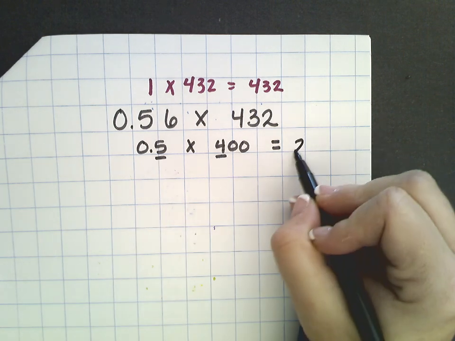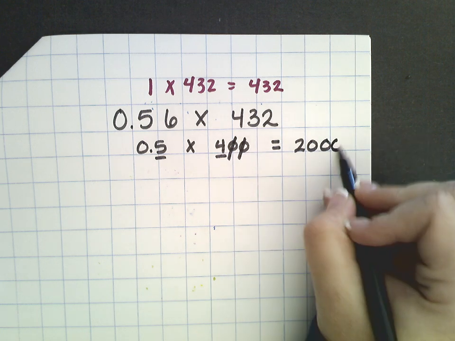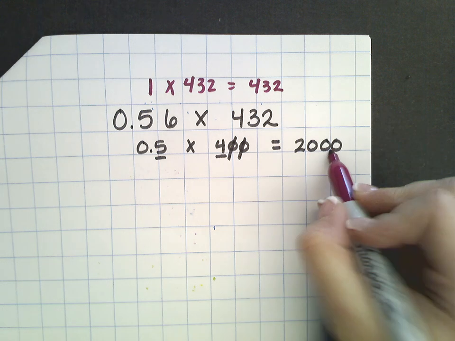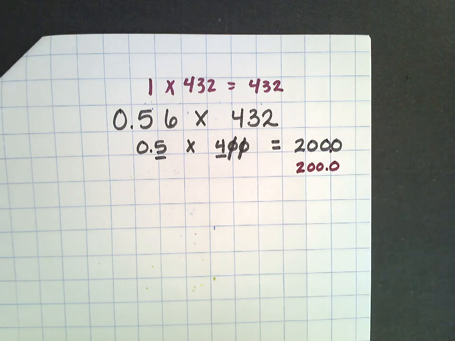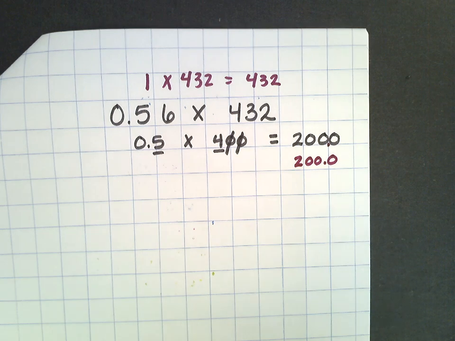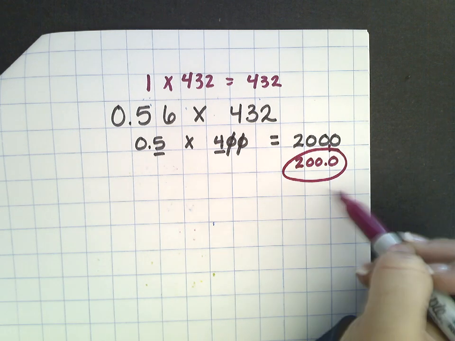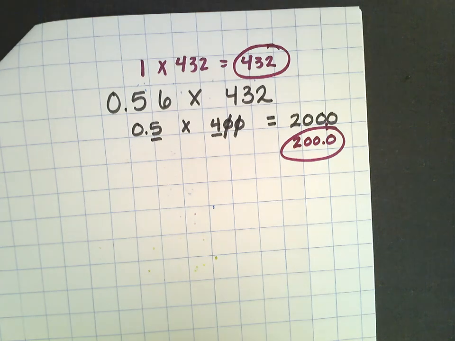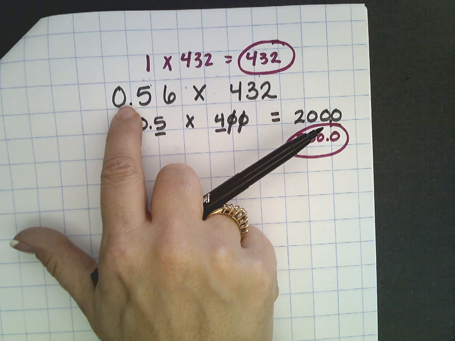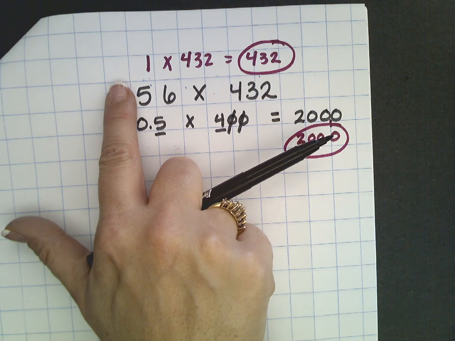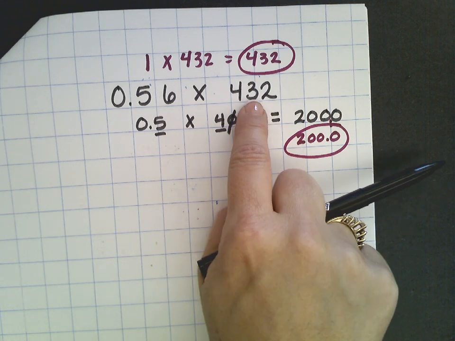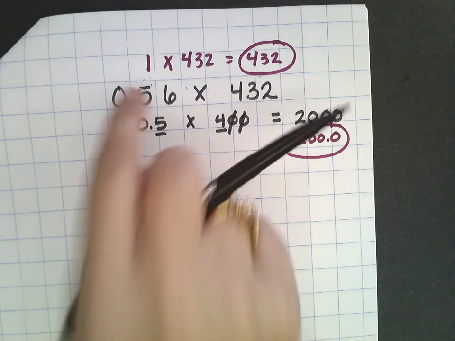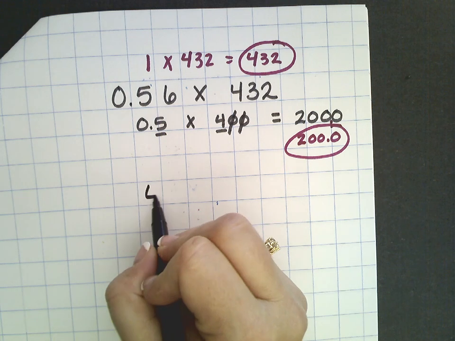5 times 4 is 20. Add on 2 zeros. But I have 1 decimal place, so it technically goes right there. So that kind of narrows it down. So my total product is going to be between 200 and 432. So let's go ahead and set this up. Now, looking at this 0 here, I'm not going to need to multiply that. So I'm going to put the 432 on top, because this would be a 3-digit number times a 2-digit number. So let's set that up that way.